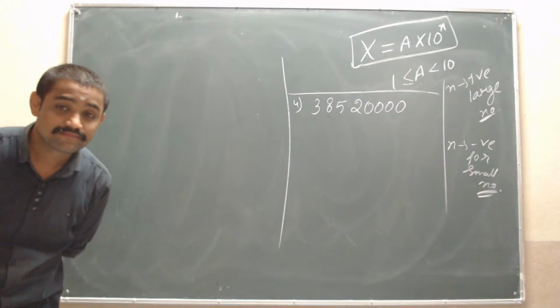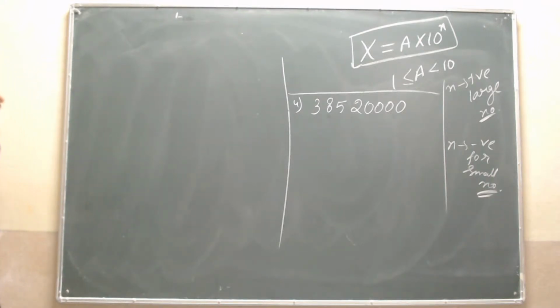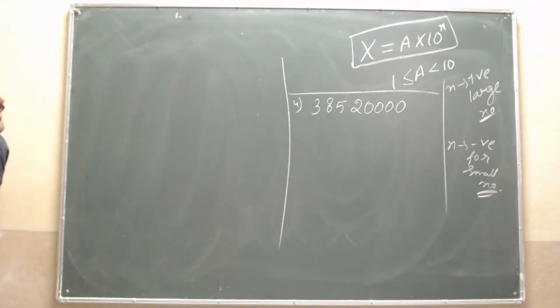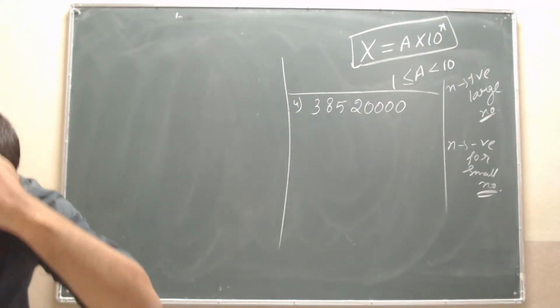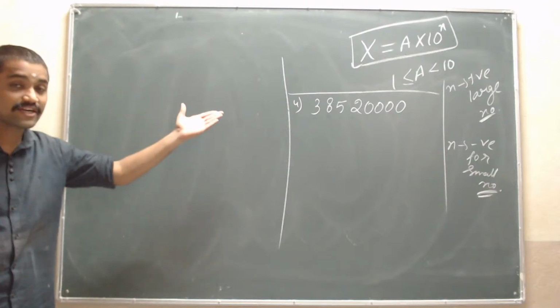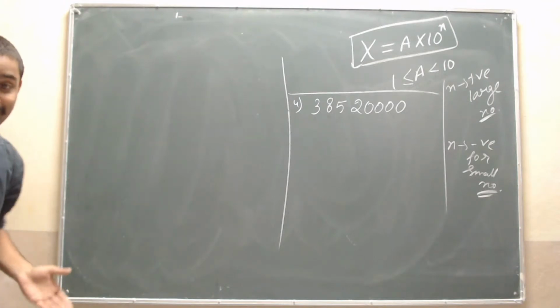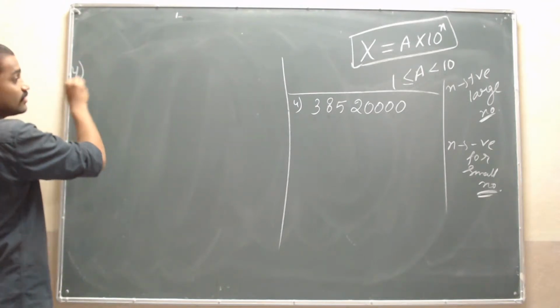385.2. Sir, sorry, 3 point, okay. 3.852 into 10 to the power of 7. Okay. I don't know the answer, I will try here. You also try there. Okay, let's see. Bharat Raichur has given the answer. Let's see. That is the fourth one.